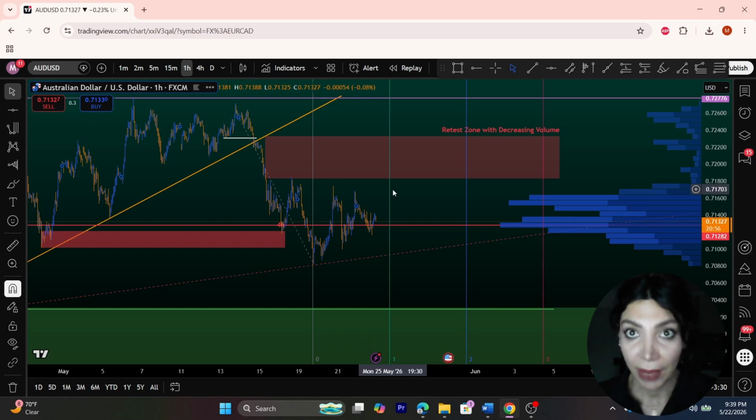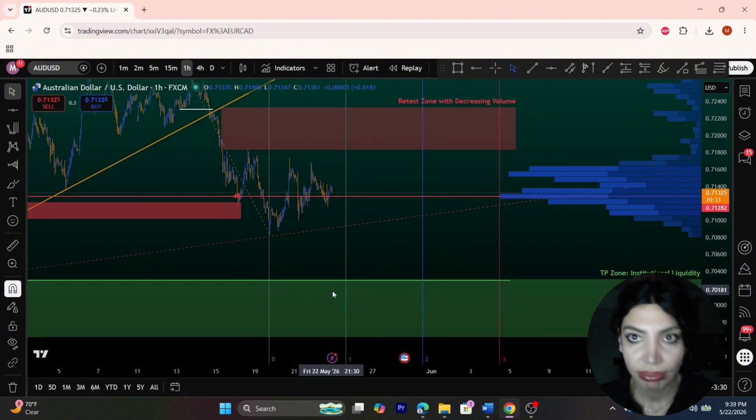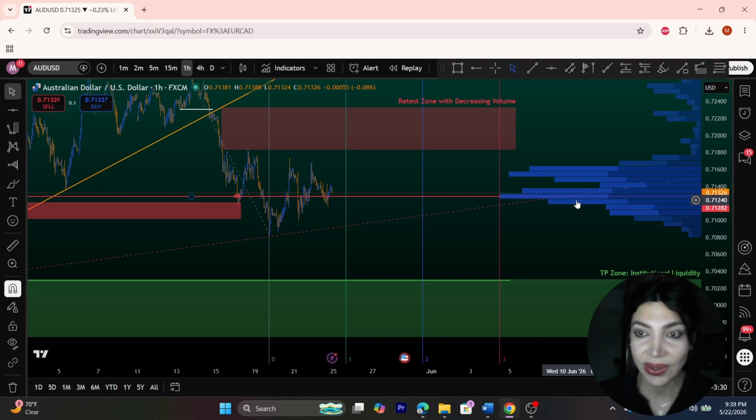I expect it to happen on Monday, and once that time window is filled, if price starts showing weaker buying pressure and declining bullish participation again, then I'll be interested in looking for another short opportunity, targeting the lower zone I've marked on the chart, which is here. So for now, the key focus is not predicting, but waiting to see whether buyers can maintain momentum or whether the market starts showing signs of exhaustion again near the retest area.